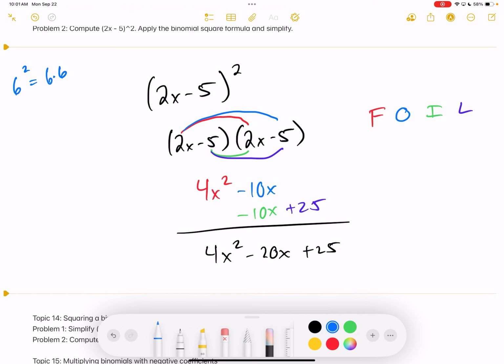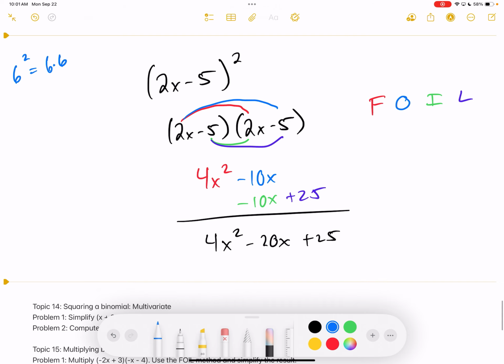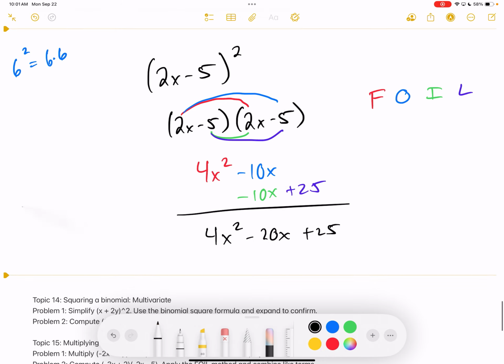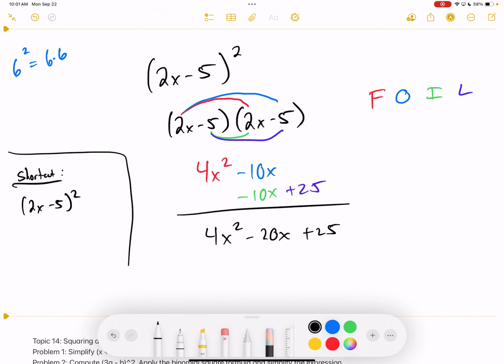I will show you the shortcut real quick just for those who get it, but if it does not make sense, just FOIL. On all these problems, just FOIL. The shortcut is, since you're multiplying the same thing here, your answer always ends up being, let me just rewrite it real quick, 2x minus 5 squared. Don't do this. I'm putting this to the side here, but I should say warning, just FOIL. The shortcut is you just do 2x squared. 2x times 2x would be 4x squared. And then negative 5 squared would be positive 25.